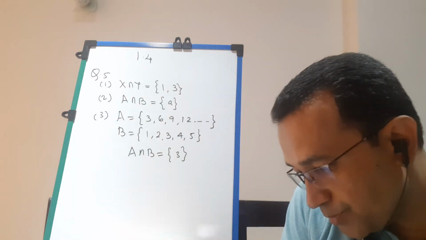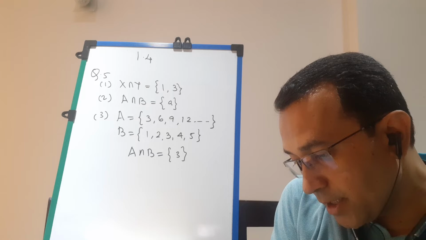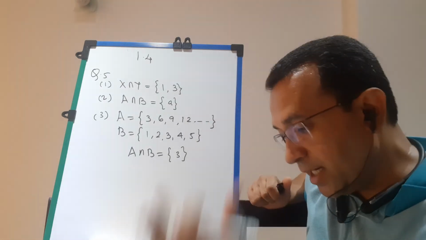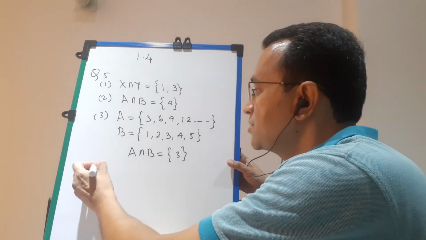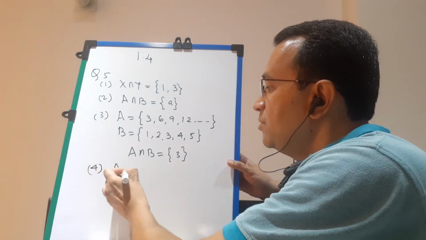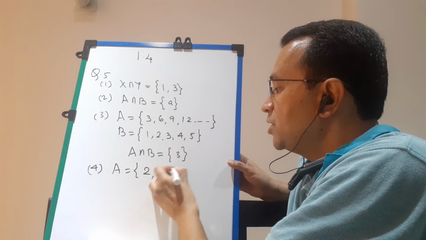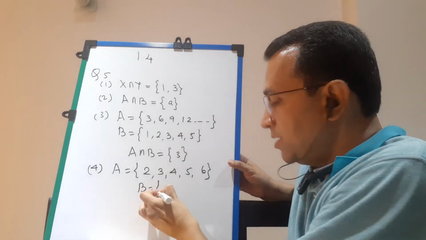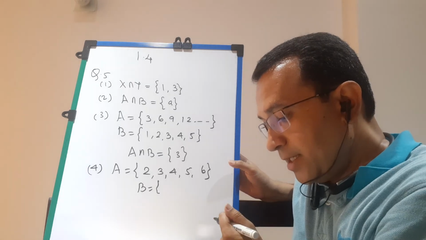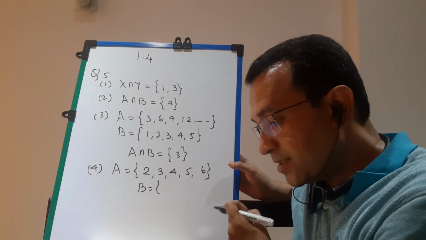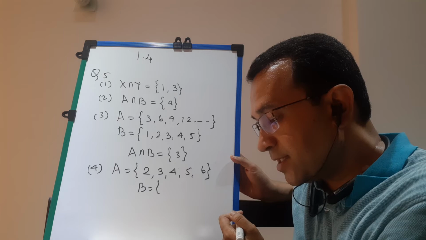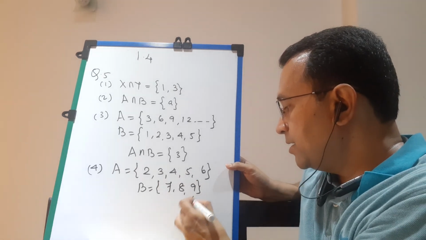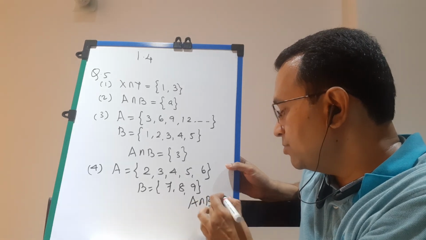Now fourth, A is equal to X such that X is a natural number, 1 less than X less than or equal to 6. So A will be 2, 3, 4, 5, 6, and B is X such that X is a natural number, 6 less than X less than 10. So 7, 8, 9. Definitely A intersection B is the null set.